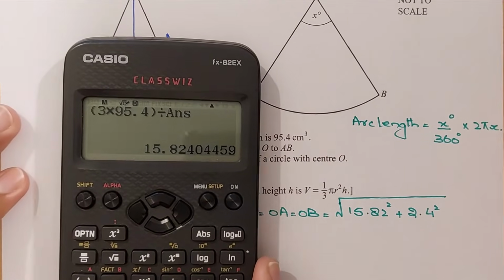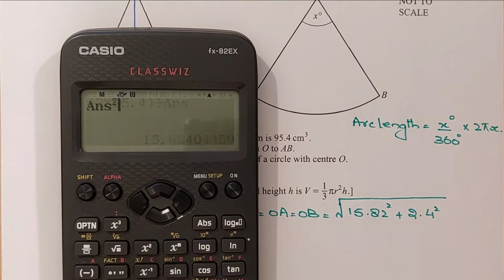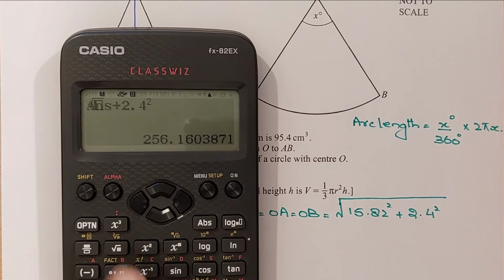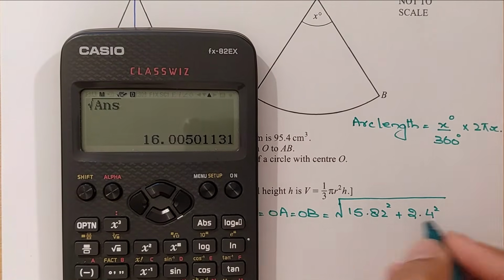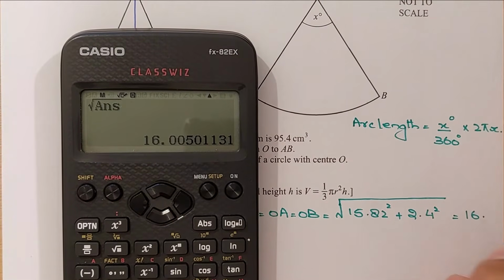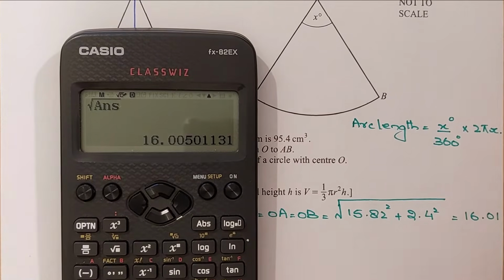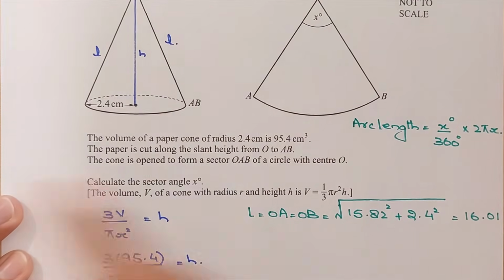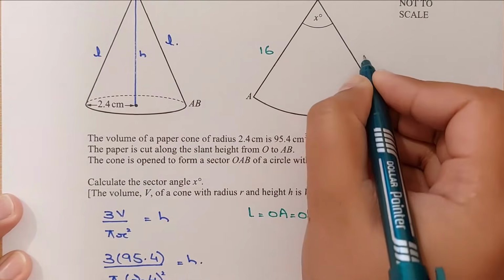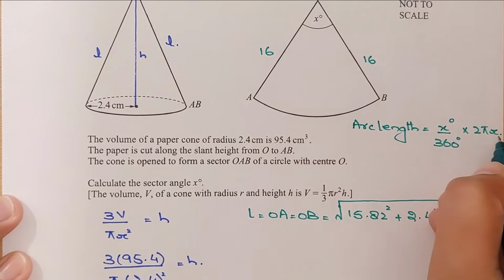Okay, so we got this height. Let me do the square of this, plus 2.4 squared, and the square root of the answer. So this is equal to 16.01, right? So we have the radius now. This is 16, this is also 16, right? So we got the radius.